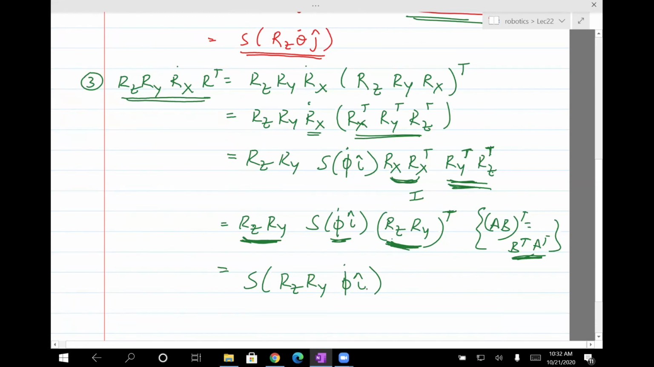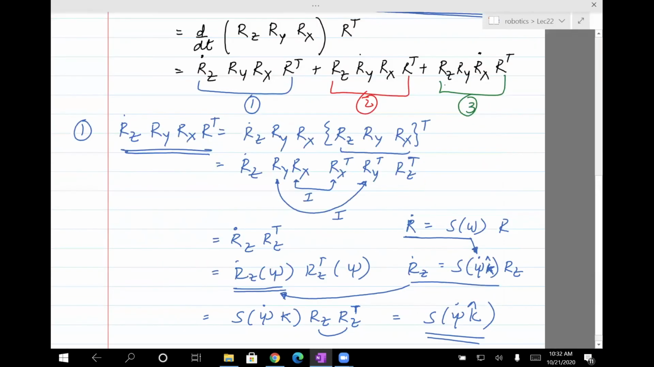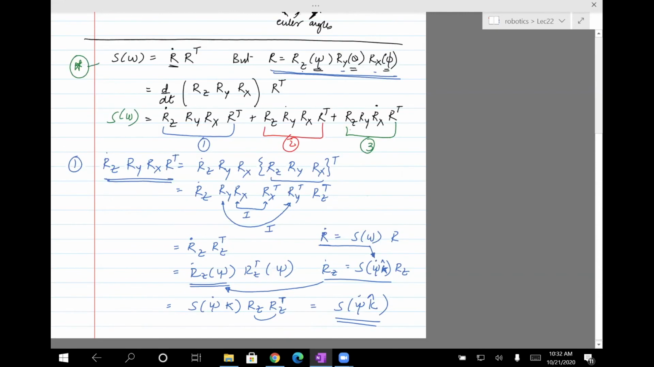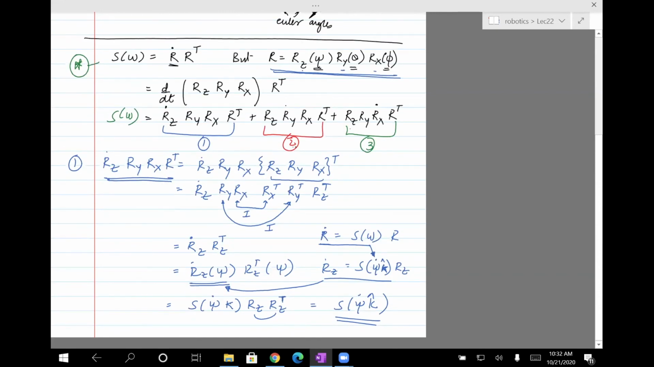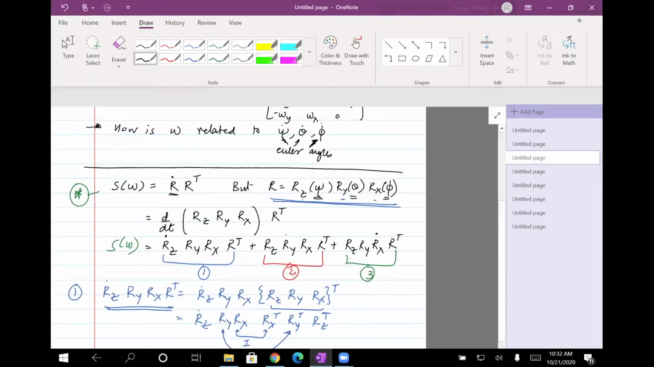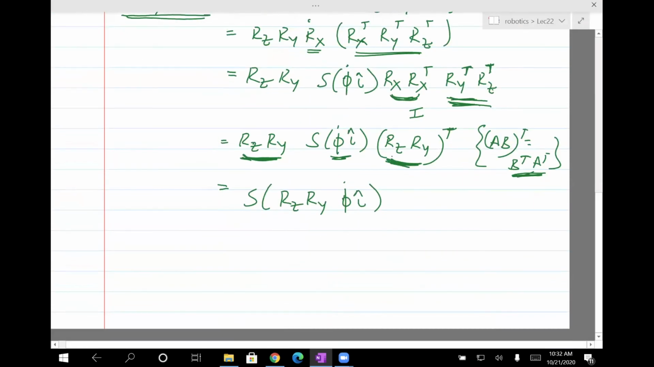What I'm going to do now is go back to my original expression. Let me put a star here. I'm going to take this S of omega, and that was 1, 2, and 3. I'm just going to write everything down, put in the value I got for 1, put in the values I got for 2 and 3 after simplification, and compare them. Okay, so let me do that. Now I'm almost done. I'm almost close to getting the expression I was interested in.